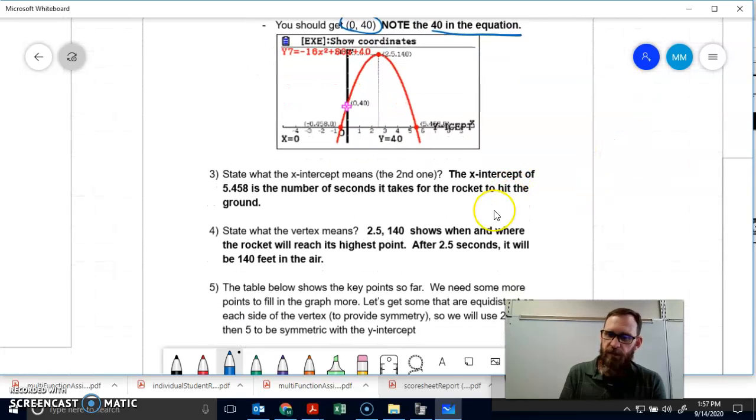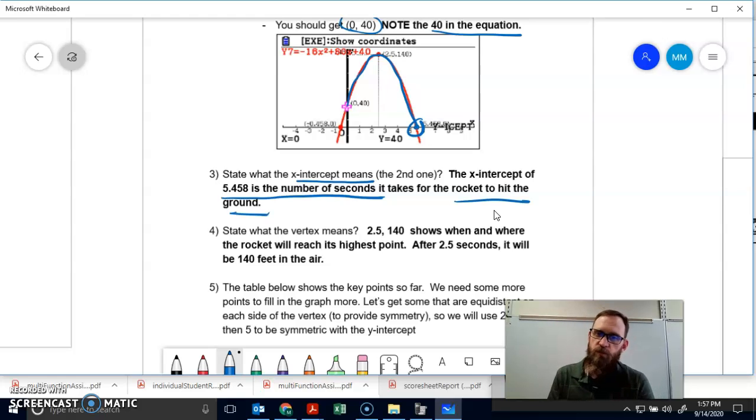What do those mean? The x-intercept, where it hits right here. What does that x-intercept mean? The x-intercept means that the rocket has gone up, hit its highest point, and come back down. So it's the number of seconds it takes for the rocket to hit the ground. And we can clearly see that displayed in our graph. This is why you have to be precise and label the points and use numbers when you're graphing.